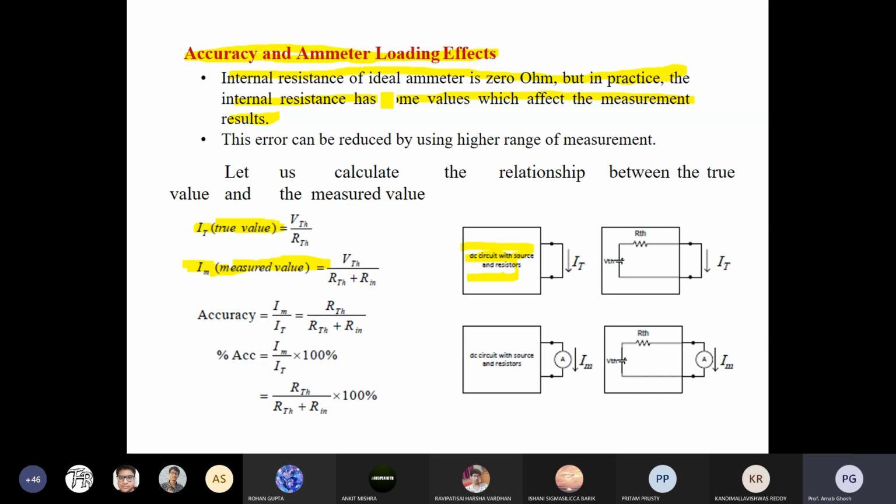Okay, this error can be reduced by using a higher range of measurement. If you go for a high range of measurement, that amount will be negligible, so you can neglect it. Let us calculate the relationship between the true value and the measured value. IT is the true value, so it comes as VTH by RTH.